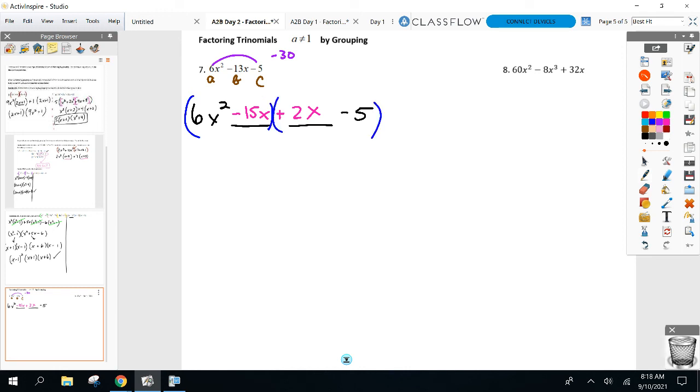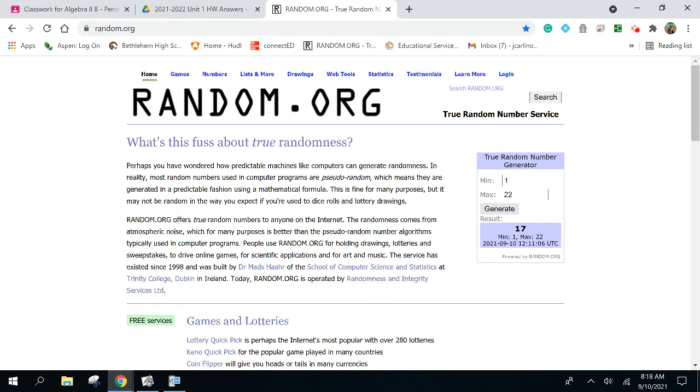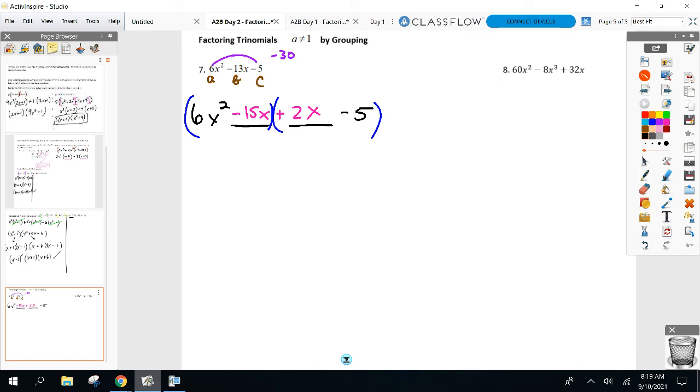There you go. Here we go. Let's rock and roll. What do you want to take out of the first one? Yeah. Relax. Connor? The first one is going to be 3x. Good job. What's left? 2x minus 5.